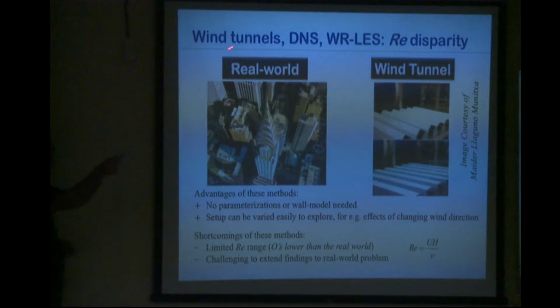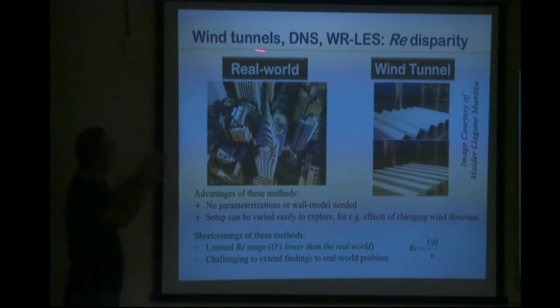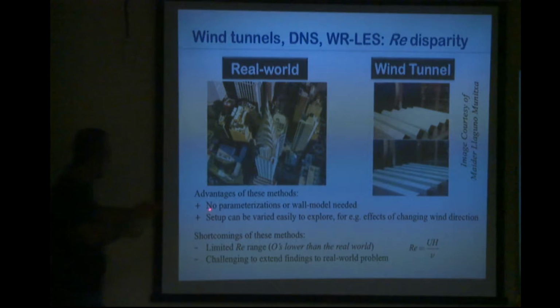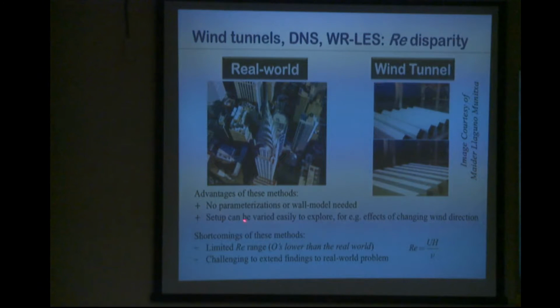Usually, we can do wind tunnel studies or direct numerical simulations, which are the solutions of the full equations, but which are limited to low Reynolds number by computing. Or we can do something called wall-resolved LES, which is basically you do LES, but near the wall you refine the grid to the point of resolving the viscous sublayer, which becomes very, very expensive for high Reynolds number. So for these techniques, we're limited to low Reynolds number, which means that we have limited Reynolds number range, orders of magnitude lower than the real world. So you cannot extend your findings from the experiments that you've done to the real world, given the Reynolds number disparity. Now, advantages are, of course, that with these techniques no parameterizations or wall models are needed, and you can vary the setup very easily in DNS or in wind tunnels.